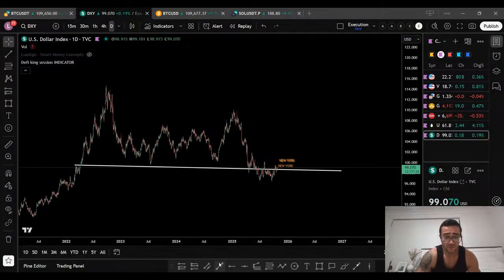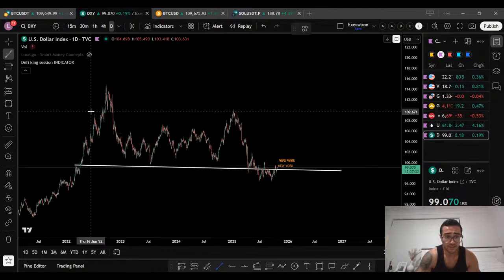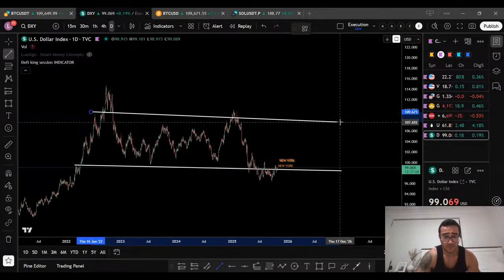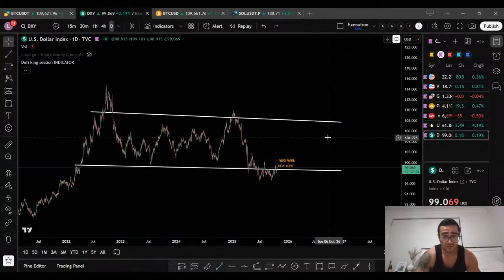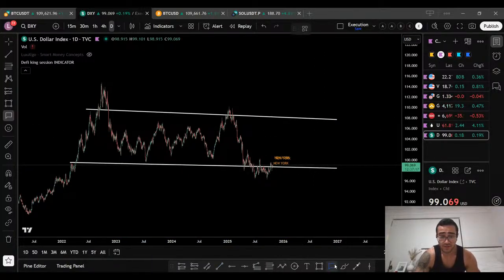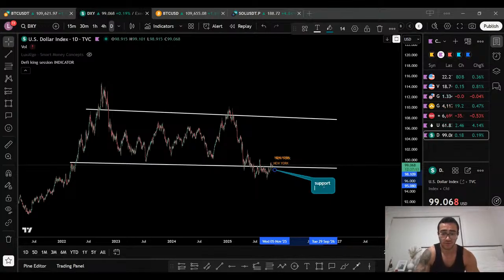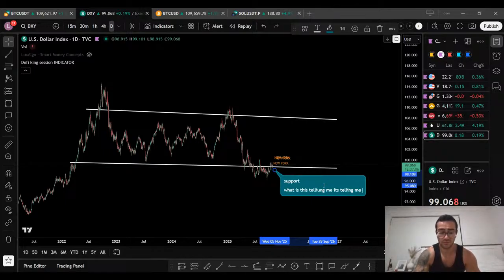So once again, just reminding myself, if the DXY does go up, Bitcoin does go down, and vice versa. If Bitcoin goes up, the DXY goes down. So we are going to put this in. This here is support. What is this telling me?